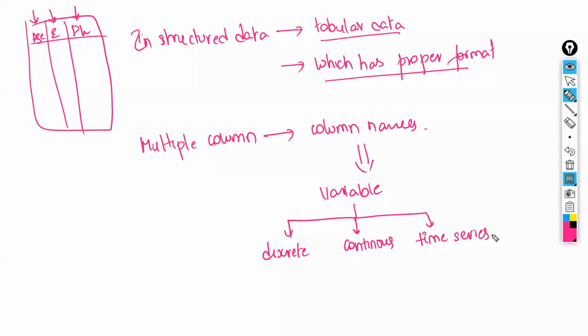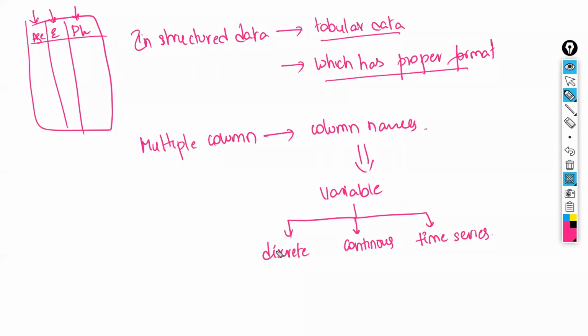Generally, in structured data, we'll have only three types of variables. Either a discrete variable will be there, or a continuous variable, or a time series variable. Apart from these, no other variable will be available in structured data. Within structured data, the unstructured data concept is entirely different. For unstructured data, the statistics and the analysis are entirely different. Completely different.